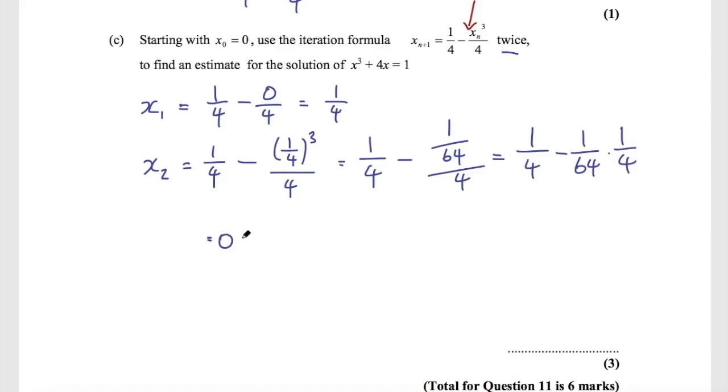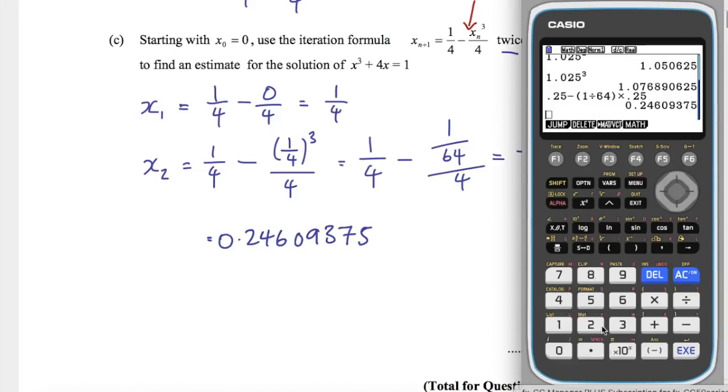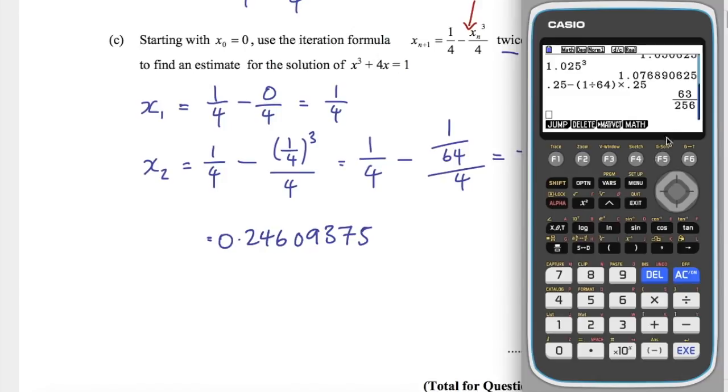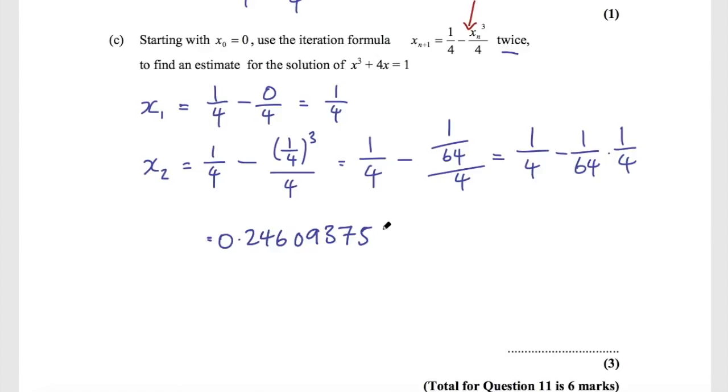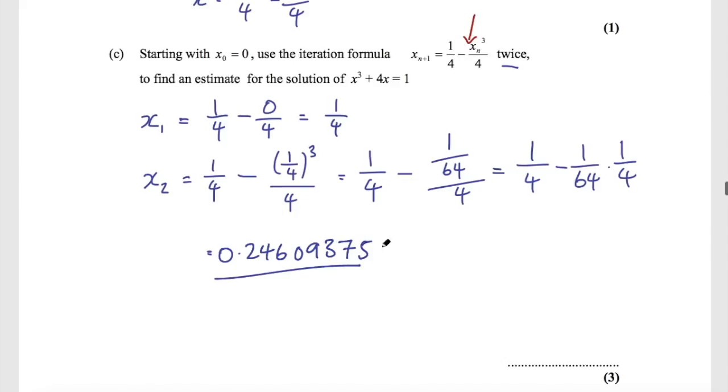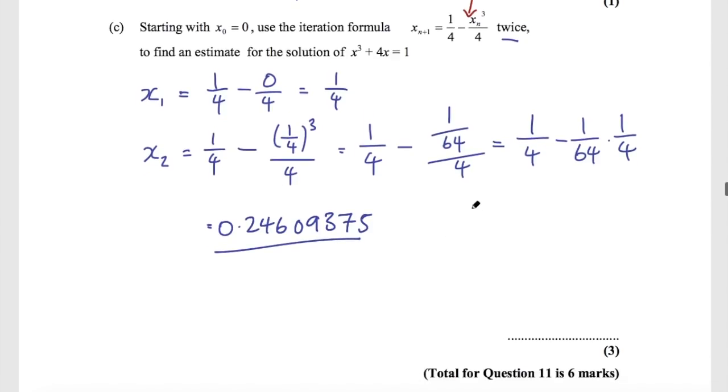0.24609375. If you wanted, you could also simplify this fraction and just get an answer as a fraction. Or let's see, does this give us? Yeah, so you get 63 on 256. So that would be fine as an answer as well, but the decimal is also okay. So they asked us to do it twice, so that's our final answer for part C.